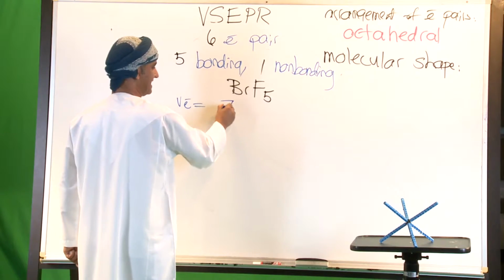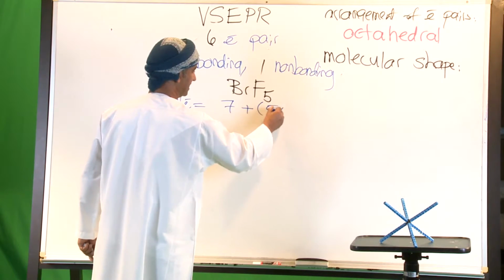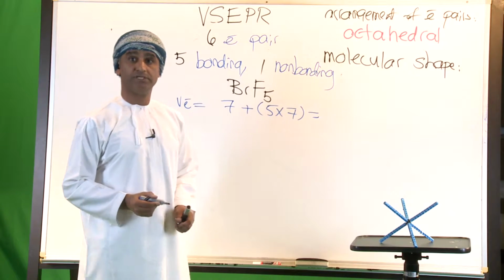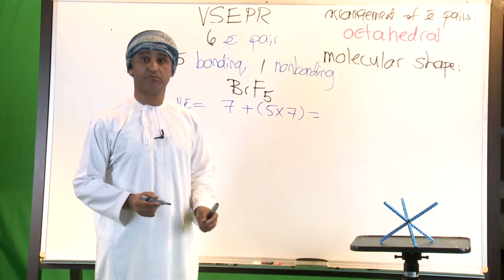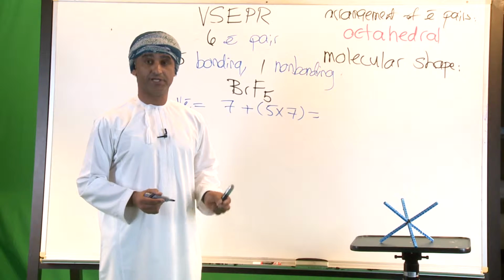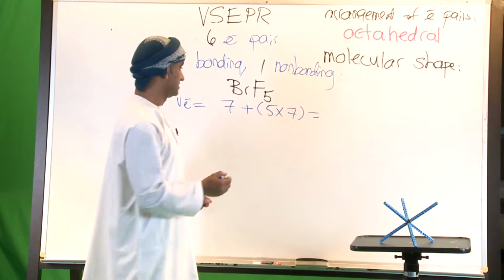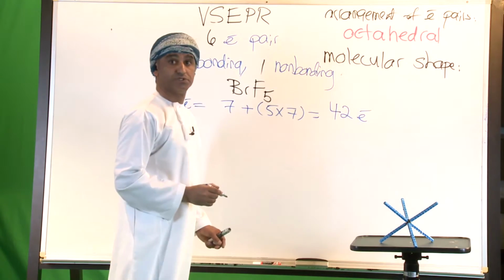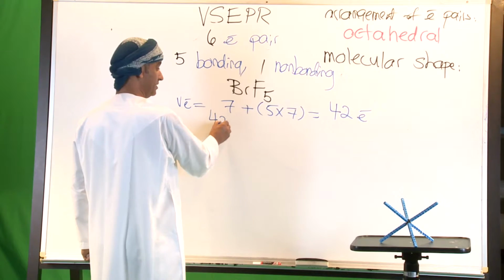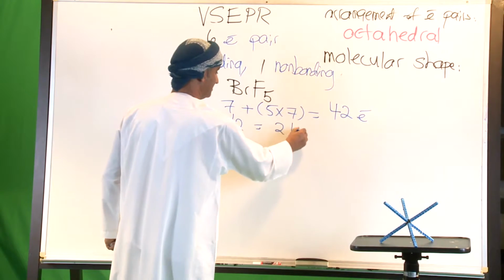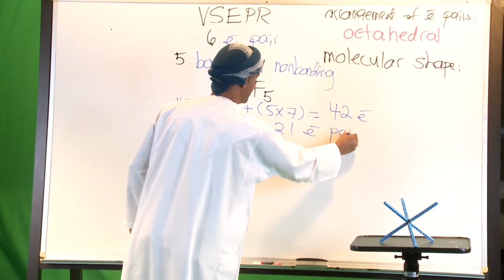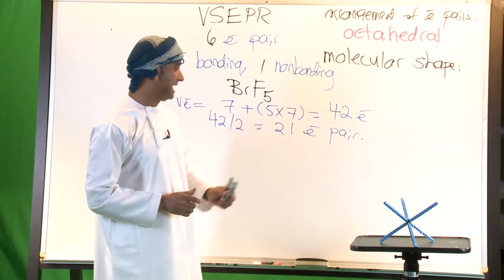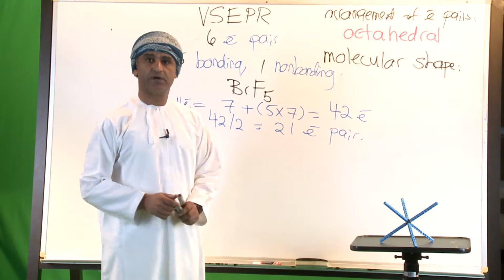So for bromine it is 7, and there are 5 fluorine atoms, and each of them contributes 7 valence electrons. Fluorine and bromine are located in the halogens group 7A. Therefore, each of them has 7 valence electrons. So the total number of valence electrons in this case would be 42. If you divide 42 by 2, we get 21 electron pairs. So there are therefore 42 valence electrons in bromine pentafluoride and 21 electron pairs.